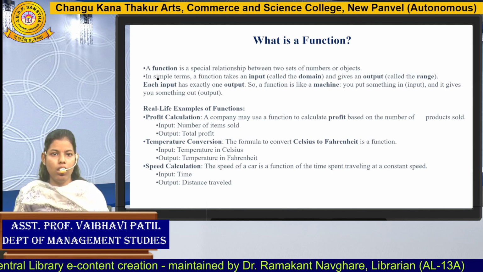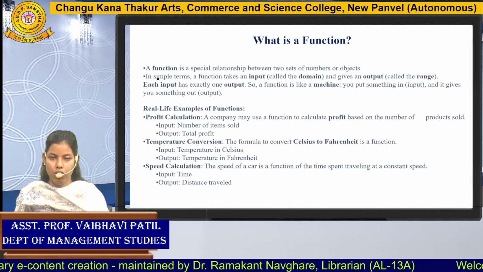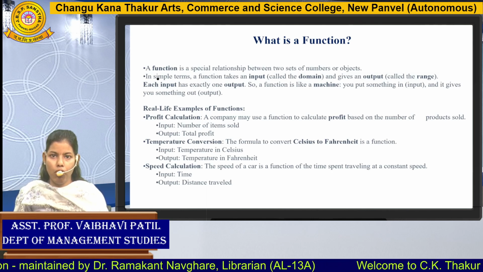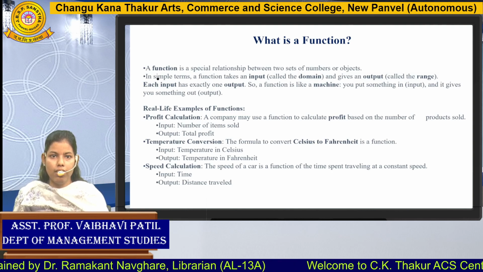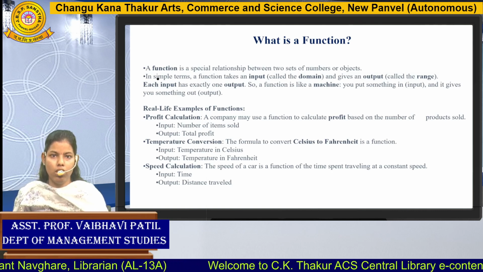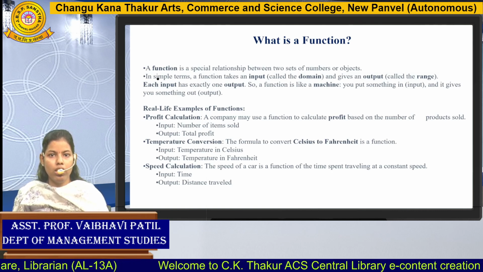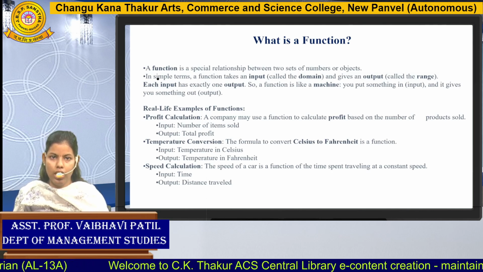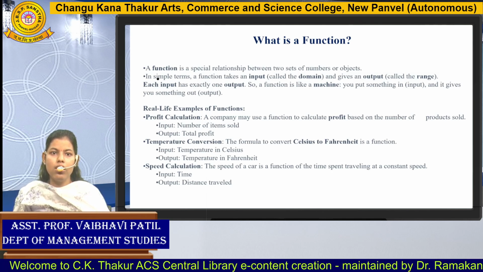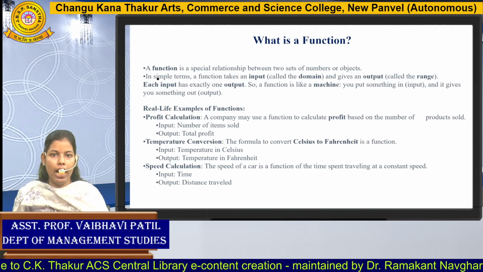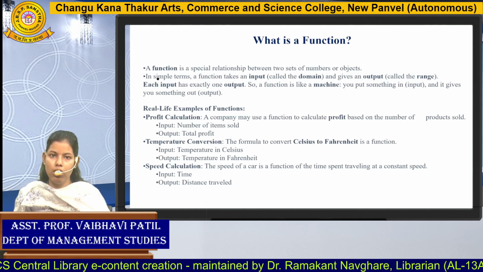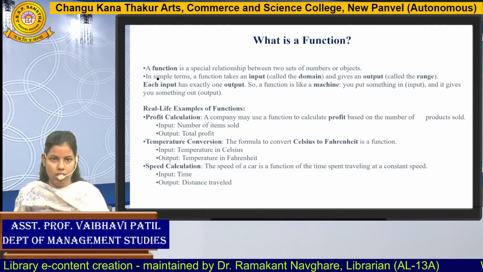Okay, so there are lots of real life examples of functions. First is profit calculation. A company may use a function to calculate profit based on the number of products sold. That is, input is the number of items sold and output is total profit. Second is temperature conversion. Converting Celsius into Fahrenheit is a function. The input is a temperature in Celsius and the output is the temperature in Fahrenheit. Third one is speed calculation. The distance traveled by a car is a function of the time spent traveling at a constant speed. So input is time and output is distance traveled.